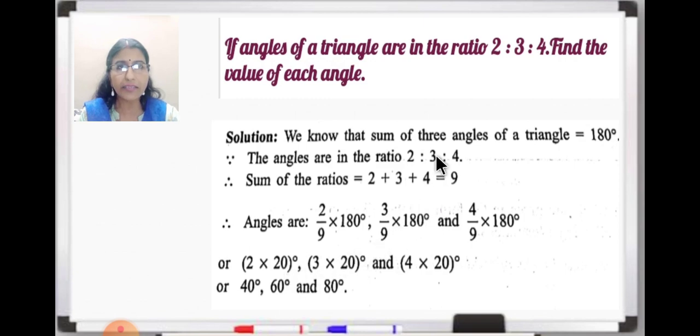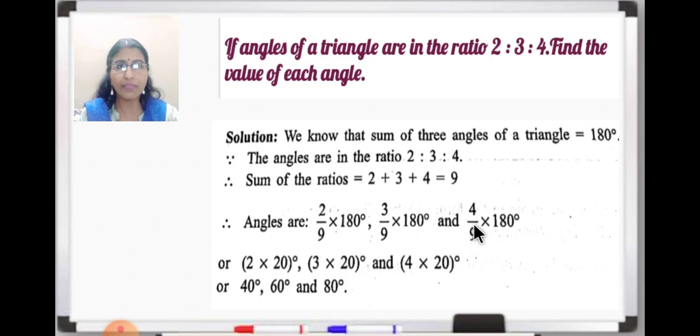Similarly, we will take the next ratio. Next is 3. So 3 upon 9, total ratio. Total ratio will be in the denominator. So 3 upon 9 into 180 degree. And then this 2 we will reduce. 9 2s are 18. So 20 will come here. And then here you can see 3 into 20 degree.